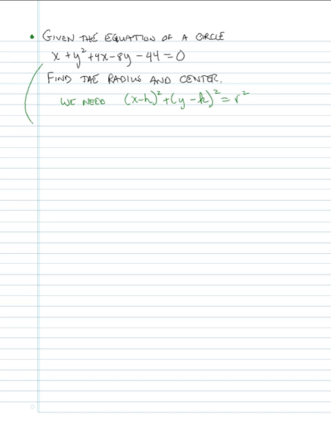We take our equation and we rearrange it where we have all the x terms together. So I'll say x squared plus 4x. And then I'll say plus y squared minus 8y. And then the constant minus 44, I add to both sides. That is, I get it off the left side by adding 44 to both sides. So I have equal to 44.